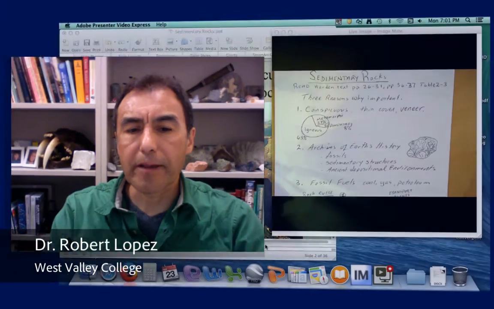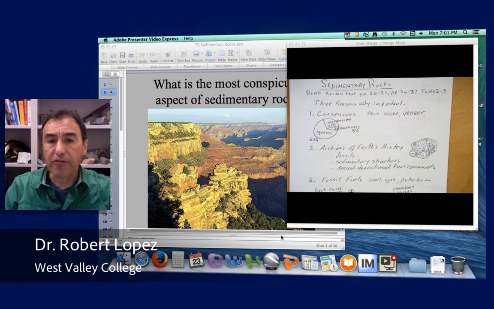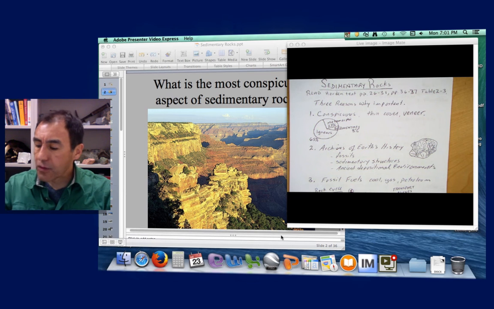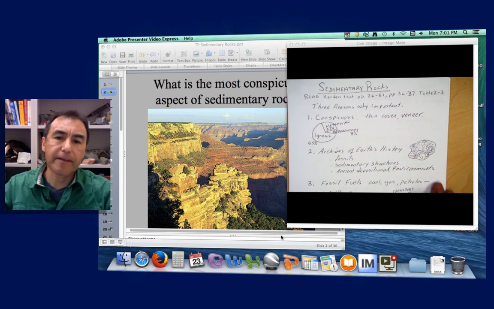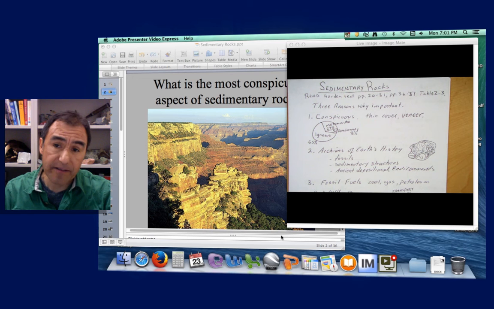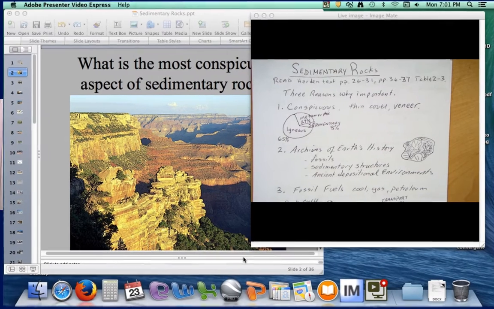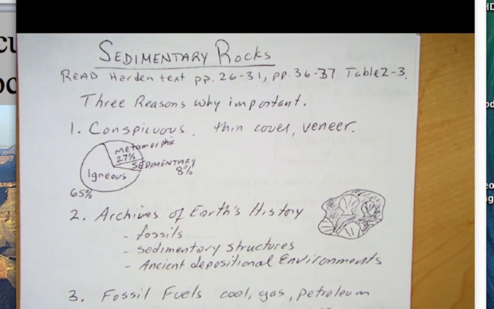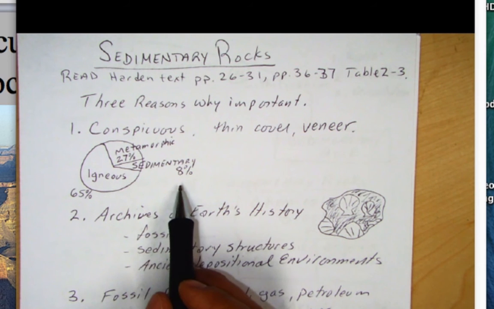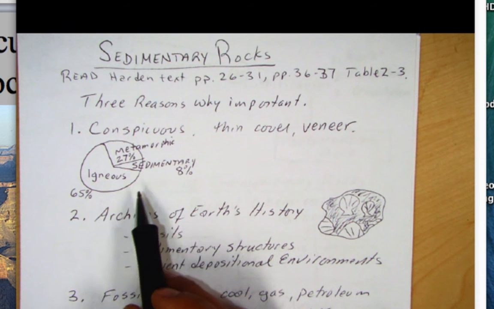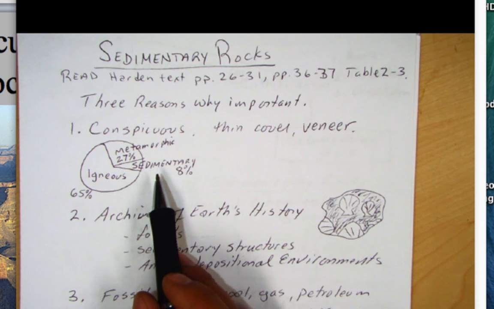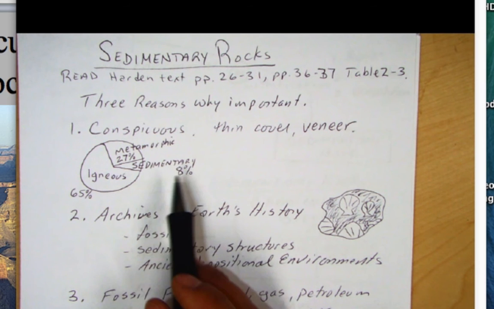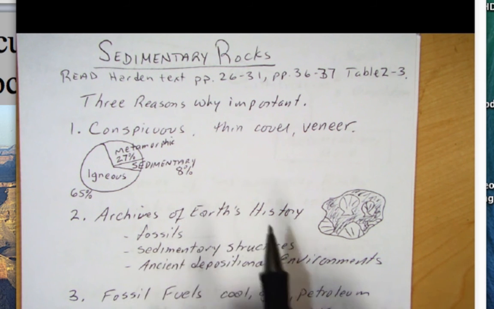I am Dr. Robert Lopez, and today I want to talk about sedimentary rocks. Usually I start this lecture off by saying that sedimentary rocks are important for three reasons. First of all, they're conspicuous. They're a thin cover, they mantle just about everything on Earth's surface. If you look at the percentages, they only make up 8% of rocks in Earth's crust, whereas igneous and metamorphic rock make up the bulk, but nonetheless, they're up at the top. So that's the first reason they're important. You'll run into sedimentary rocks wherever you go.